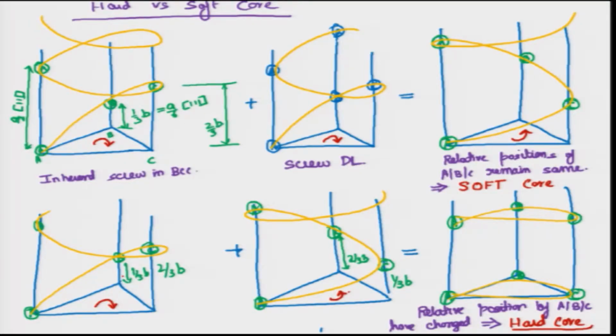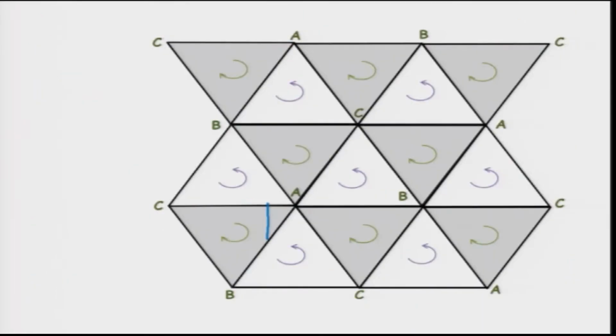Okay, so, a little bit more about the hard core and the soft core. Now, here again I have drawn the same thing, and right now what I am showing you is the inherent screwness or inherent structure of the BCC. So, when I say clockwise, I am only talking about the inherent screwness, the helical structure that we saw. So, all the green ones are clockwise and the white and the maroon ones are anti-clockwise.